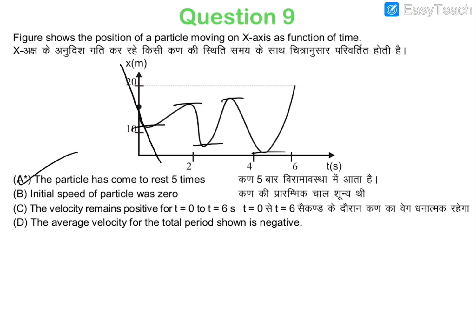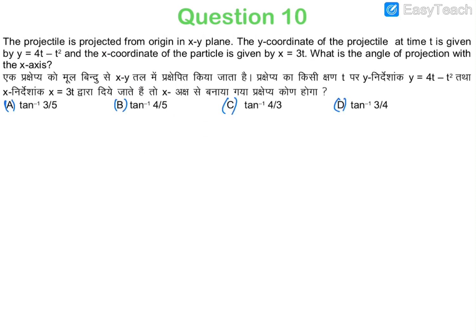Now we move on to the next question. In this question you can see that there is a projectile which is projected from origin in the xy plane, and the y coordinate of this projectile at time t is given by y is equal to 4t minus t square, and the x coordinate of the particle is given by 3t. So we have to find out what is the angle of projection with the x-axis.